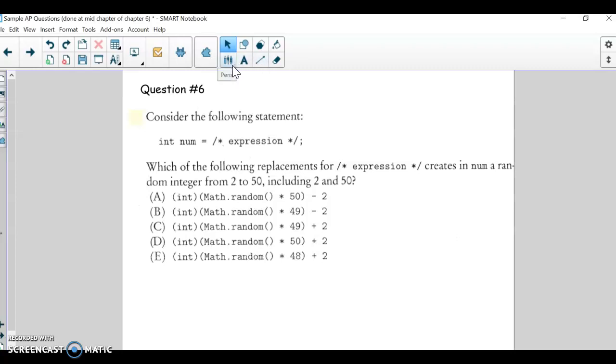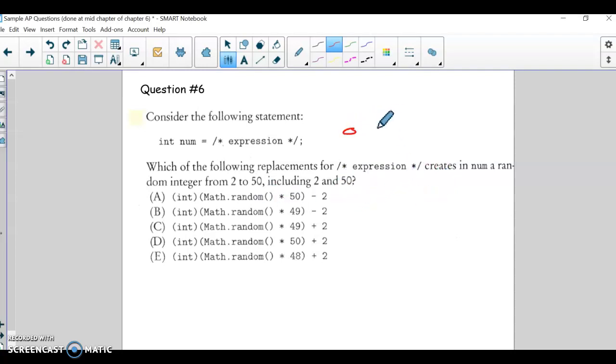All right, another math.random question. There will definitely be one of these on the AP test, usually in a multiple choice question like this. And we want to generate a number from 2 to 50, inclusive of 2 and 50. And I would again just go letter by letter and kind of break it down.